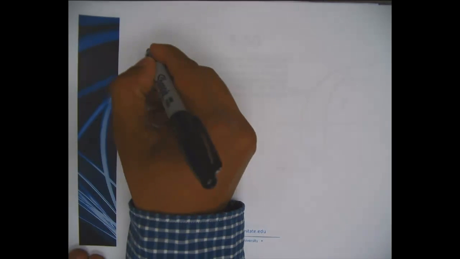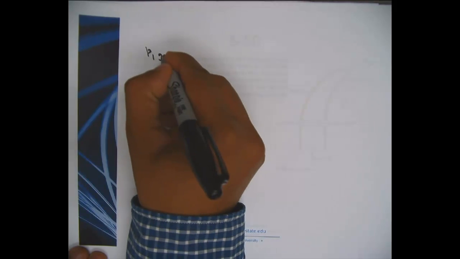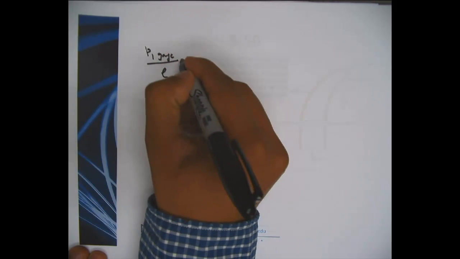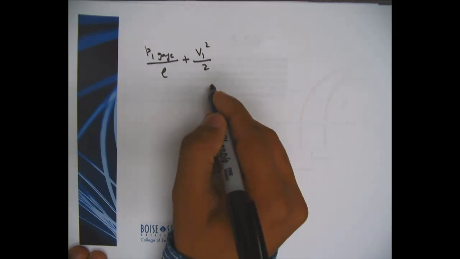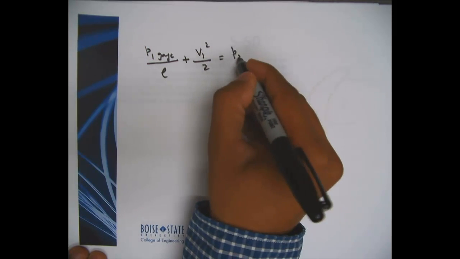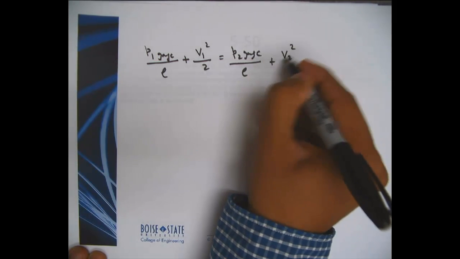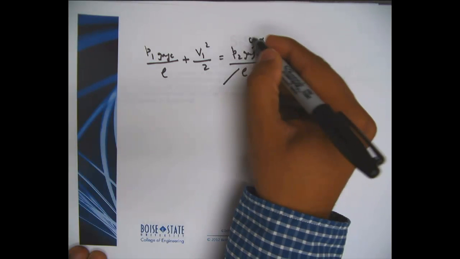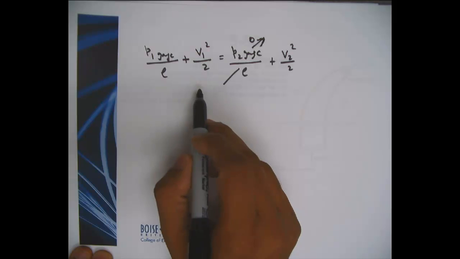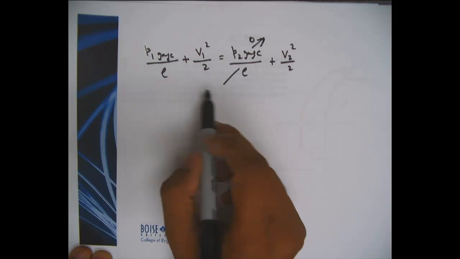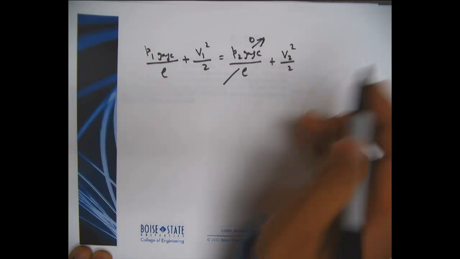So if I do that, apply the Bernoulli equation going from 1 to 2: P1 gauge over rho plus V1 square over 2, gravity effects are negligible, equals P2 gauge over rho plus V2 square over 2. P2 gauge is 0, it's open to atmosphere. You can similarly deduce this by drawing a streamline between 1 and 3. You'll still end up with the same answer because V2 and V3 are the same.